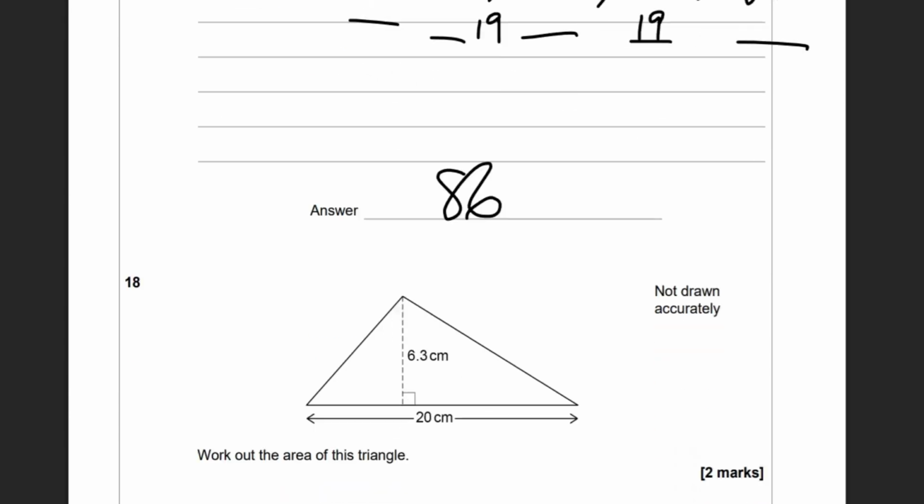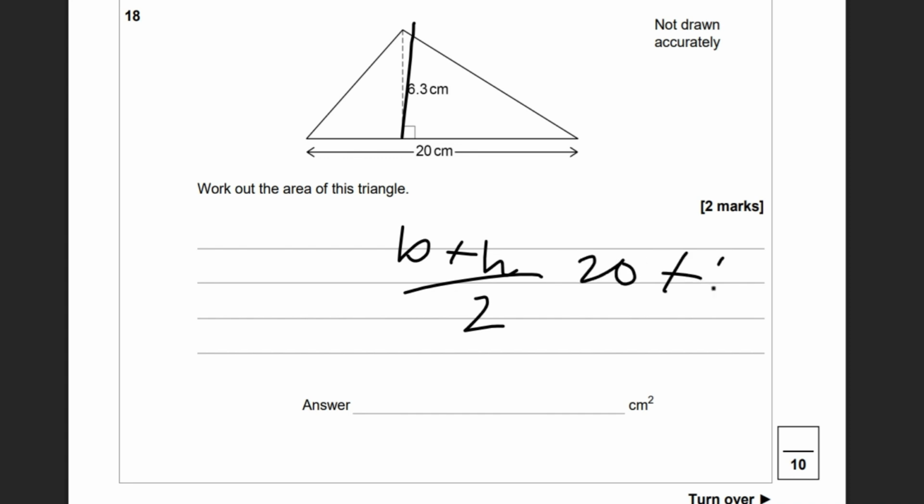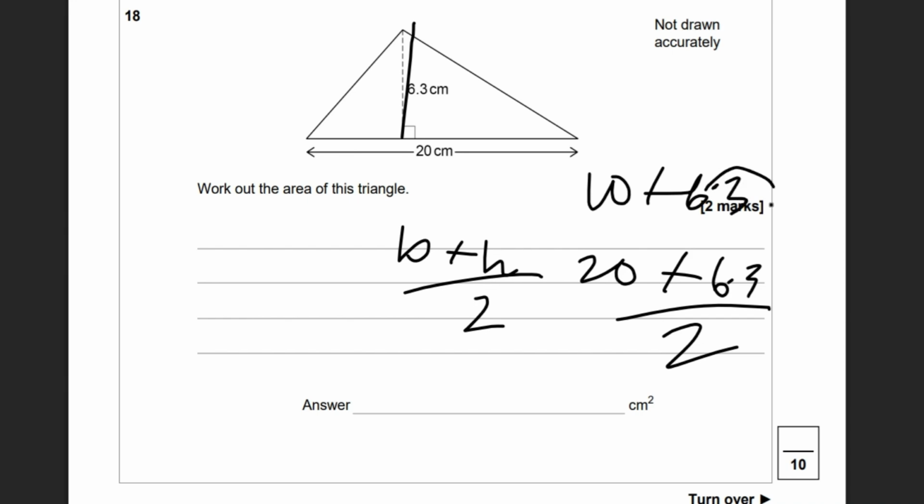Okay, question 18, the area of the triangle. So area of a triangle is base times height divided by 2. Now in this case, the base is 20, base is the one down, height is how long the object is. So 20 times 6.3, then divide by 2. So 20 divided by 2 is 10. 10 times 6.3. So when you're multiplying by 10, you move the decimal point to the right one time. That gives you 63. So the answer is 63 centimeters squared.